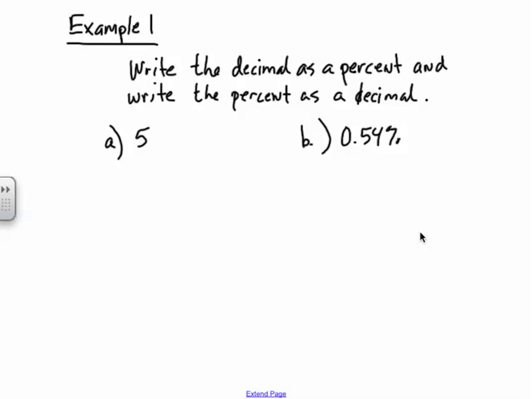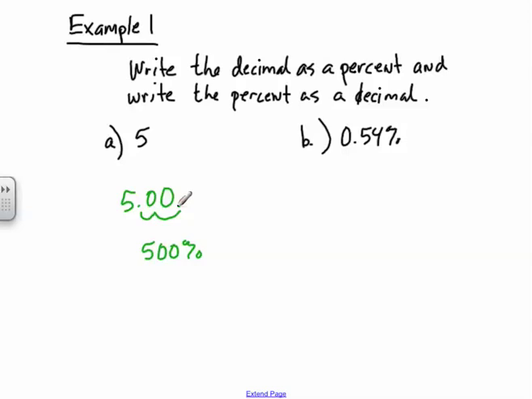Okay? So, when I look at A, right, this is 5.00 as a decimal. Now, to make it a percent, I'm going to make it bigger because percents are bigger than decimals. All right, and I'm going to move it two places, always two places, and I'm going to get 500%. Okay? Easy enough on that.